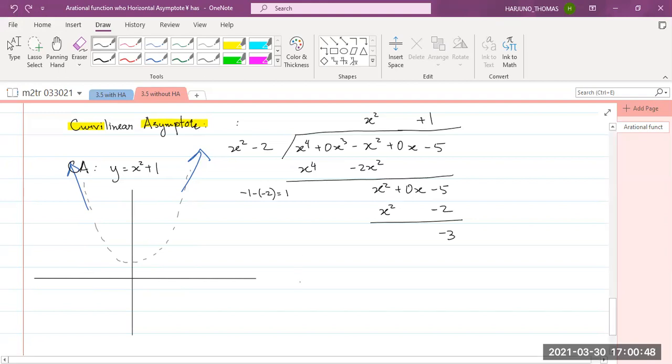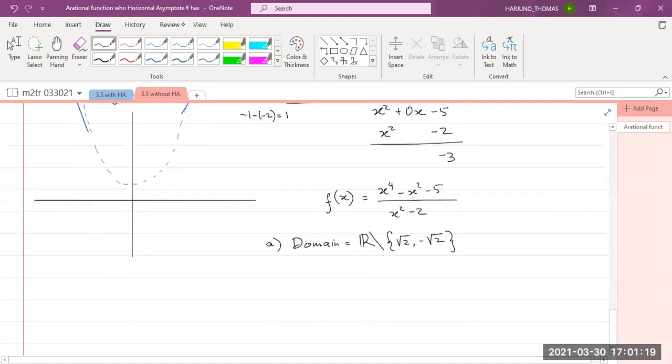Now let's fill in the details then. For example, let me write the function again here. f(x) equals (x to the fourth minus x squared minus 5) over (x squared minus 2). Now then, part A, what's the domain? I cannot factor it, but I still can solve it, right? It's all real numbers except radical 2 and negative radical 2. Is it right? Because x squared minus 2 cannot be 0.